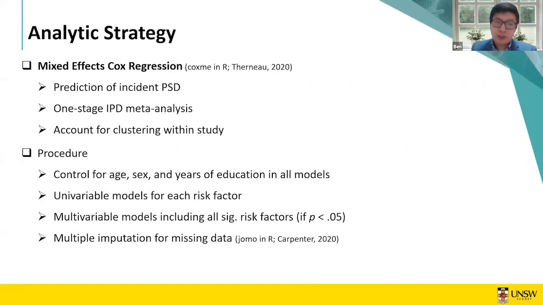So we conducted mixed effects Cox regression to look at these risk factors in the prediction of incident PSD. And in all the models, we controlled for age, sex, and education. And we first examined univariable models for each individual risk factor. Then for those that were significant, we included all of them in a multivariable model. And then we used multiple imputation for imputing all the missing data in the studies.